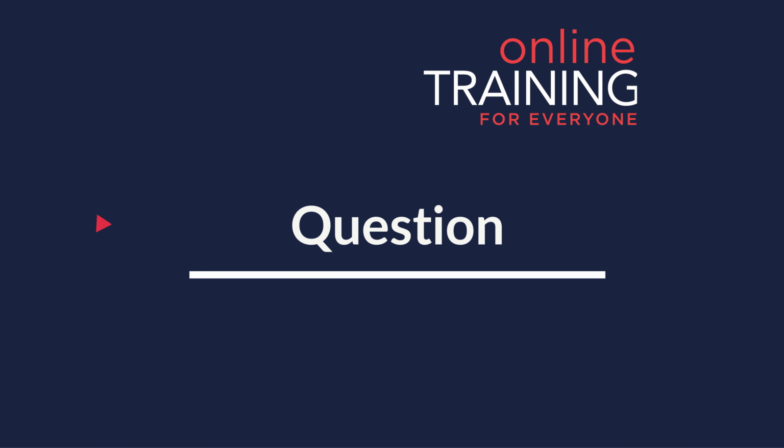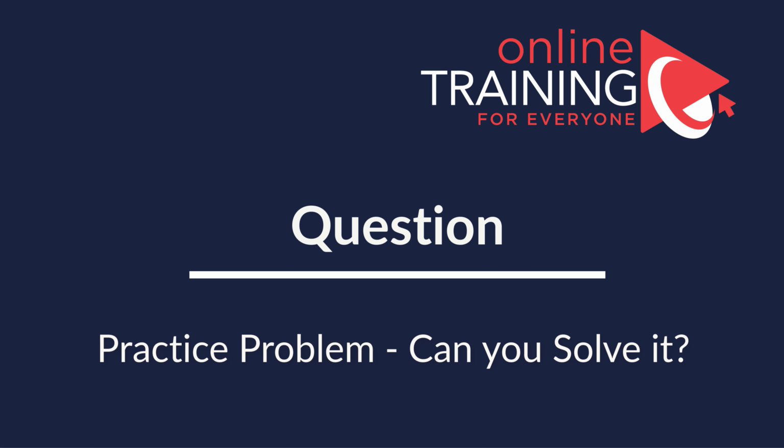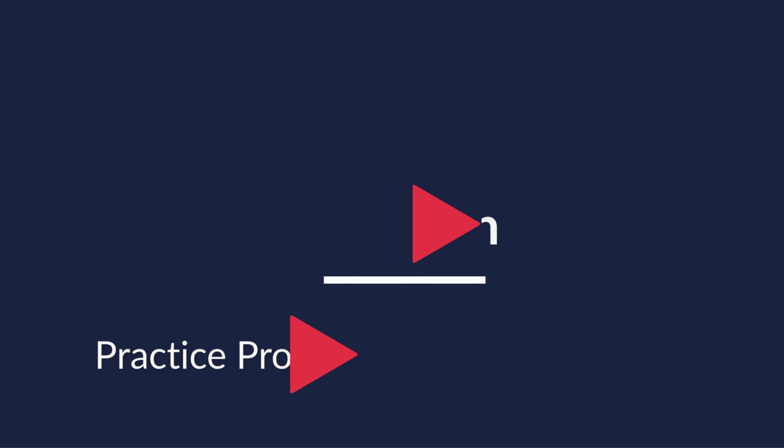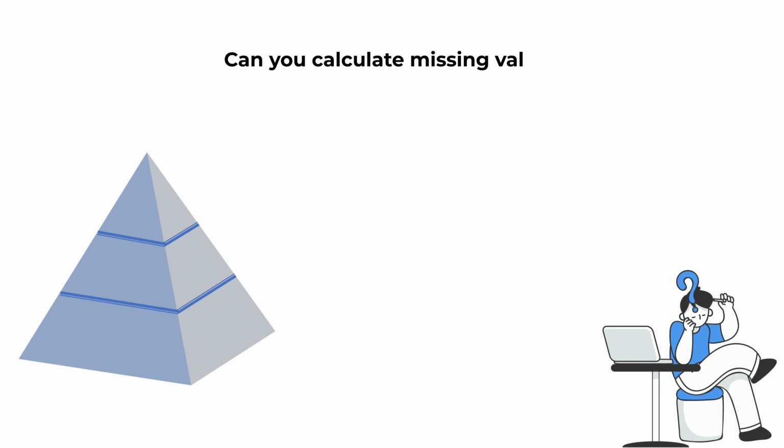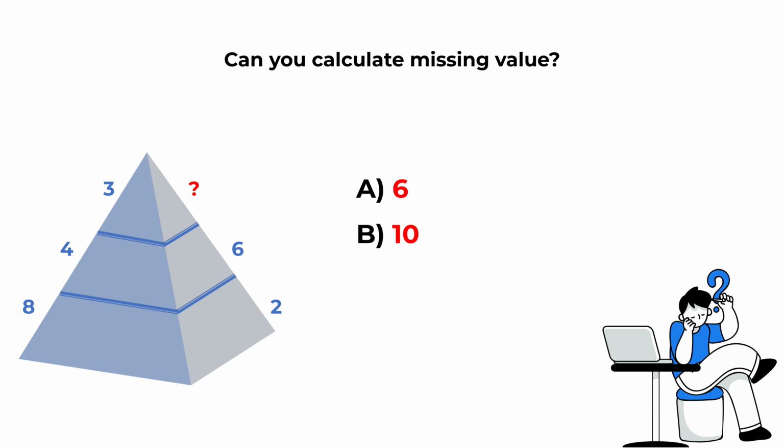And now, here's the question for you to practice. You're presented with a triangle, which is broken down into 3 equal horizontal parts. On the left side of the triangle, you see numbers 8, 4, and 3 if you go from the bottom to the top. And on the right side of the triangle, you see numbers 2, 6, and 1 number is missing. You need to select the missing number from 4 different choices. Choice A, 6. Choice B, 10. Choice C, 7. And choice D, 2.